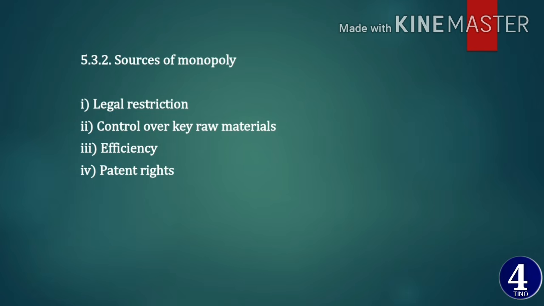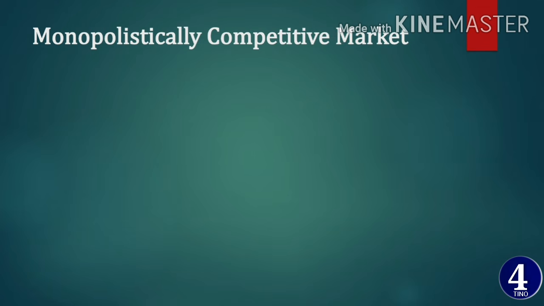Okay, so these four are among the sources of monopoly. Sources of monopoly are much in number, but these are the most important sources of monopoly. Okay, now let us see the other type of market structure, which is a monopolistically competitive market.